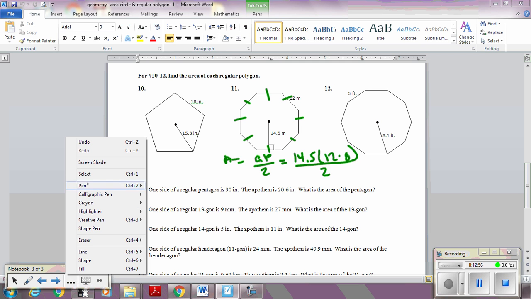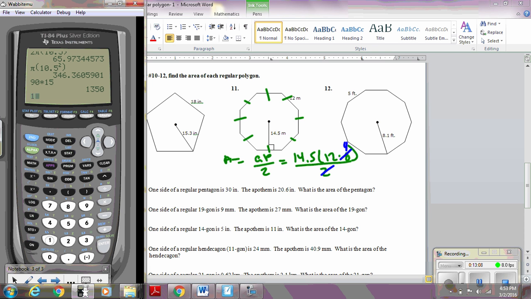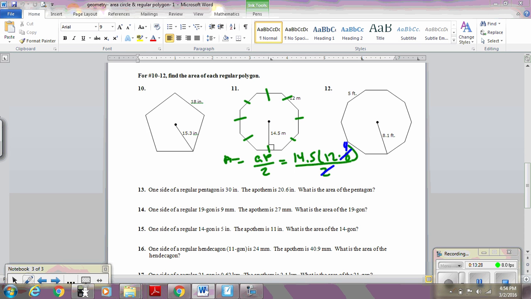So again, right off the bat, for less calculator keystrokes, I'm going to divide 8 by 2 and get 4. So in my calculator, I only need to type in 14.5 times 12 times 4. 696 is the area. So 696 meters squared.